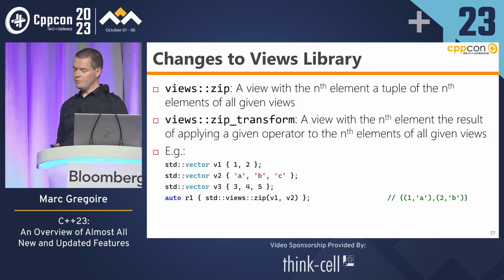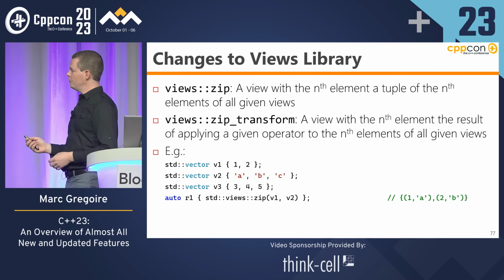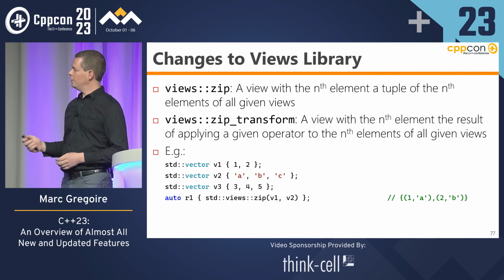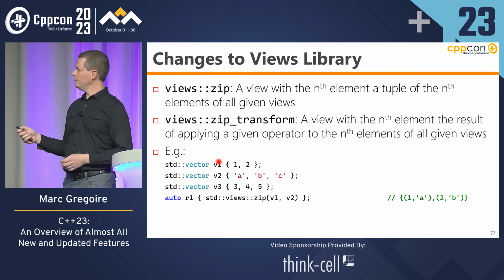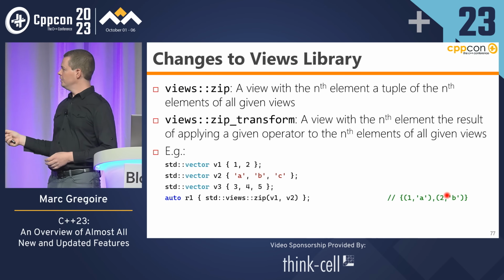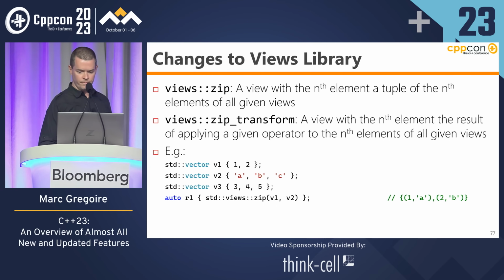If I call zip with v1 and v2, then the resulting view will contain two tuples. It will take the first element of v1 and the first element of v2, and that will be the first tuple in my view. And then it will take the second element, 2 and b, and that will be the second tuple in my resulting view.